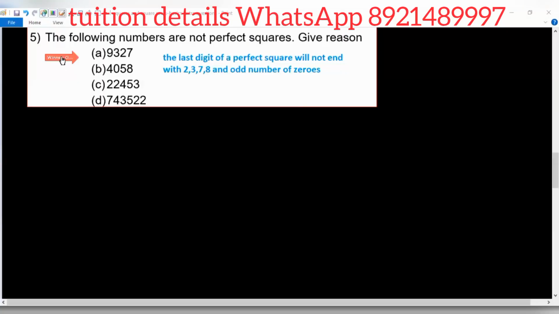This is our fifth question. The following numbers are not perfect squares. Give reasons. Here the last digit is 7, 8, 3, 2. We have learned these 4 digits should not be there at the units place of a square number. So a perfect square will not end with 2, 3, 7, 8, or an odd number of zeros. That is the reason.